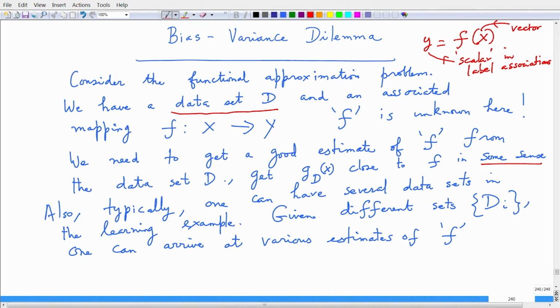Given a data set D, I want to get a function g that depends on the data set D, which is as close to the unknown function in some sense. This is very important. What sense? We have to define a performance metric like we have done earlier. It can be the mean square error, it can be the likelihood function, it can be a variety of functions that we are interested in. So, this is a small detail.